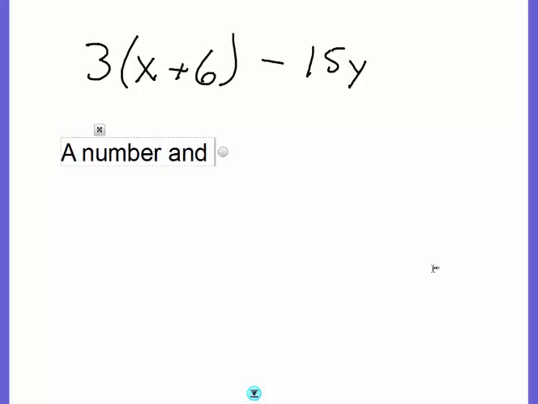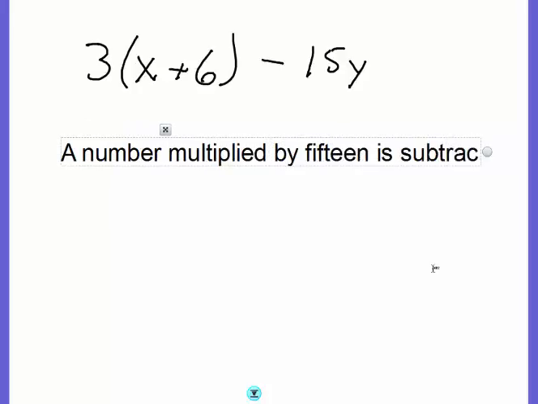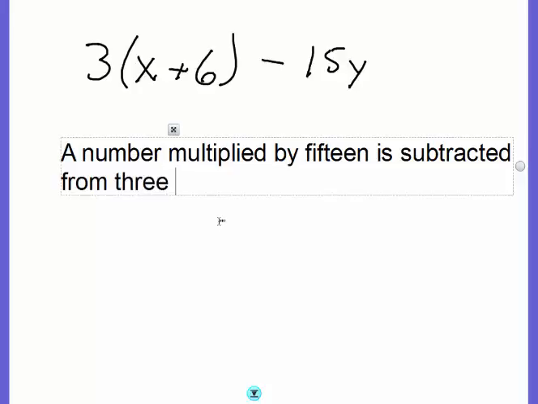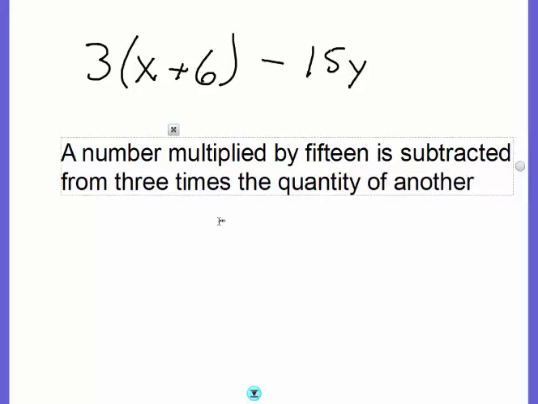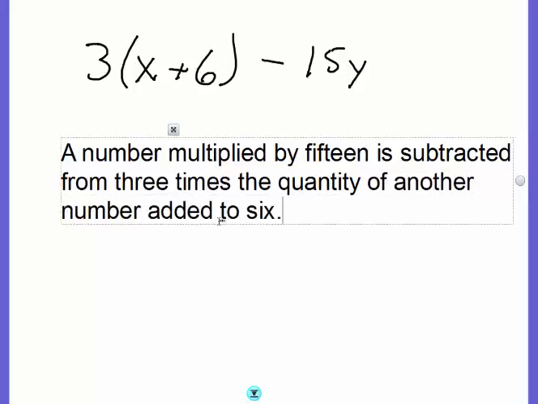So we could say a number multiplied by 15. A number multiplied by 15 is subtracted from, okay, so that takes care of the minus 15y, is subtracted from 3 times the quantity of another number added to 6. This one's a mouthful, okay?